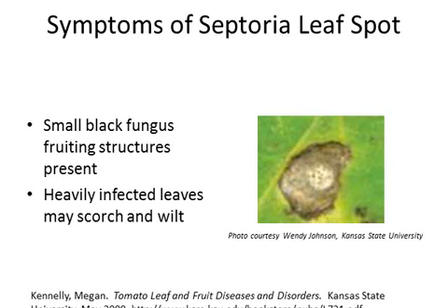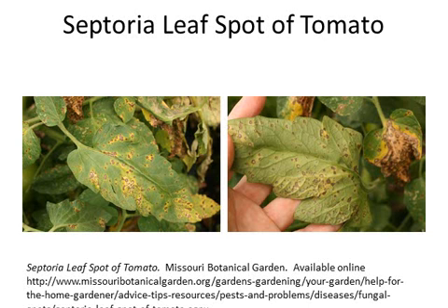Heavily infected leaves may scorch and wilt, giving the plant the appearance of a wilt disease. This slide illustrates how the disease looks on the top side of the leaf as well as on the underside of the leaf.